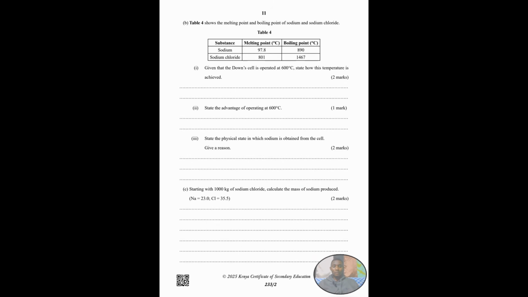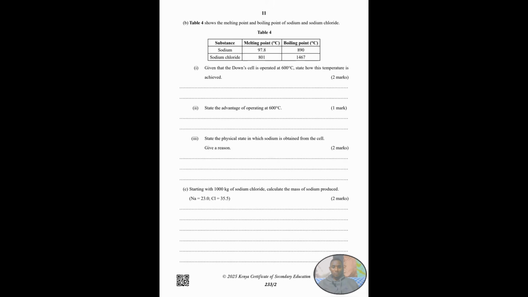Part B of the question. Table 4 shows the melting point and boiling point of sodium and sodium chloride. So we have Table 4 at this point. We have the substance and we have the melting point in degrees Celsius, and we also have the boiling point also given in degrees Celsius. Sodium, the melting point is 97.8. Its boiling point is given as 890 degrees Celsius. Sodium chloride, 801 the melting point, and the boiling point 1467 degrees Celsius.